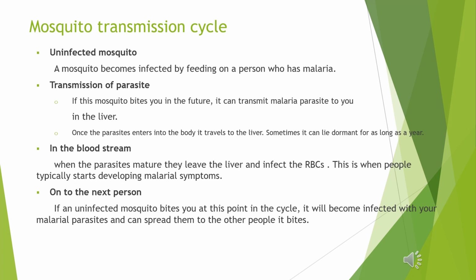When the parasites mature, they leave the liver and infect the RBCs. This is where people typically start developing malarial symptoms. If an uninfected mosquito bites you at this point in the cycle, it will become infected with your malarial parasites and can spread them to the other people it bites.